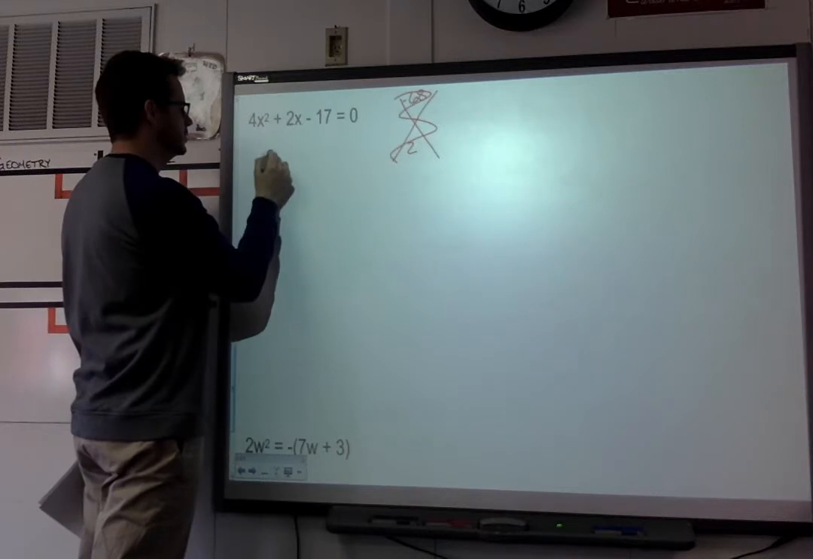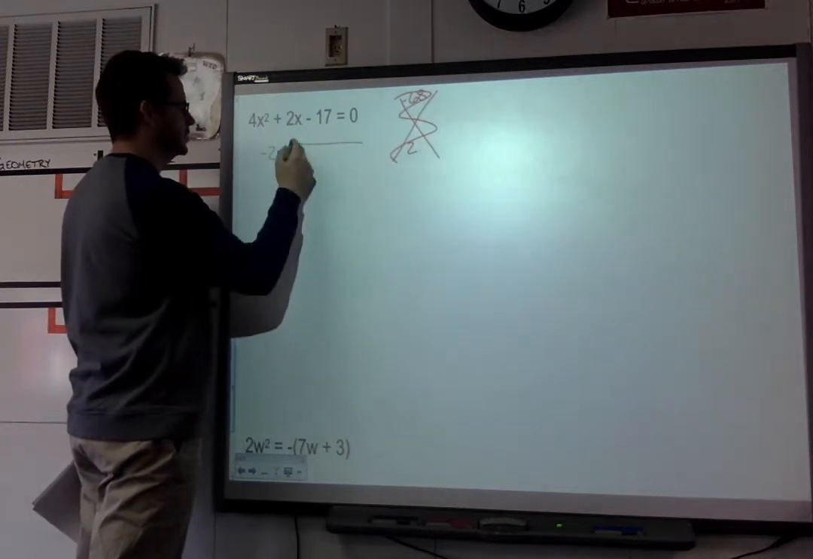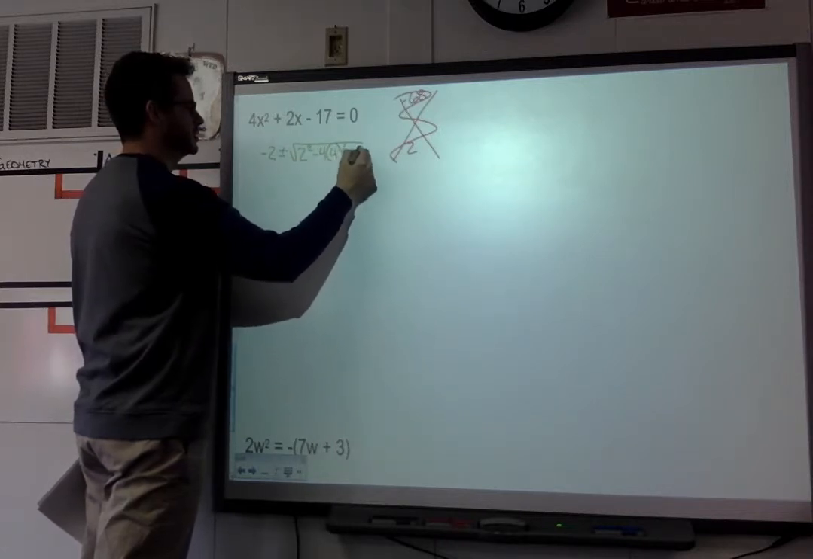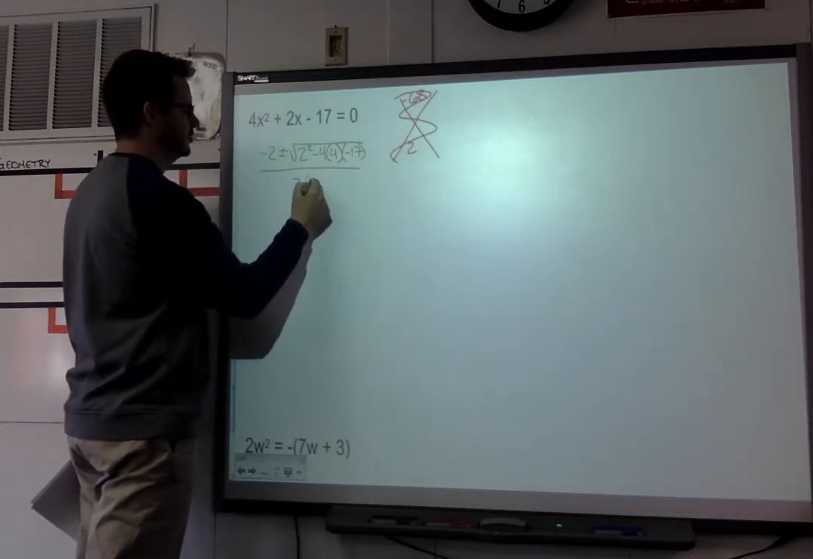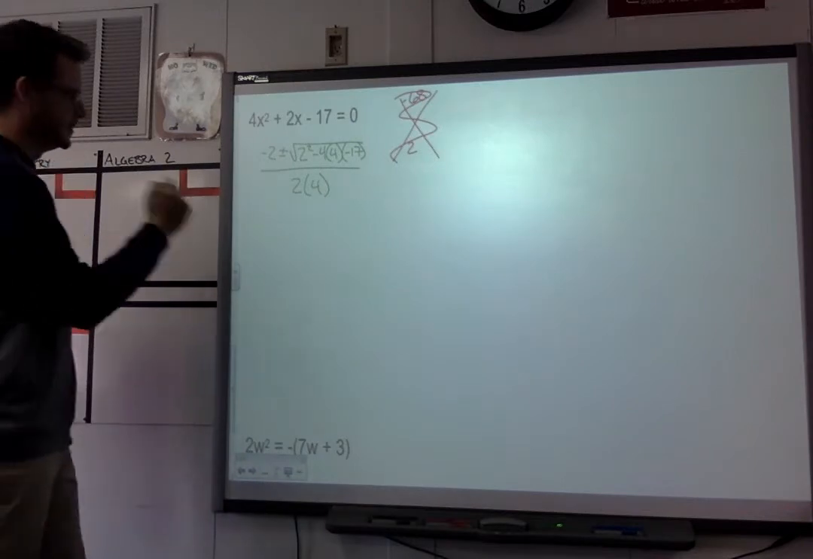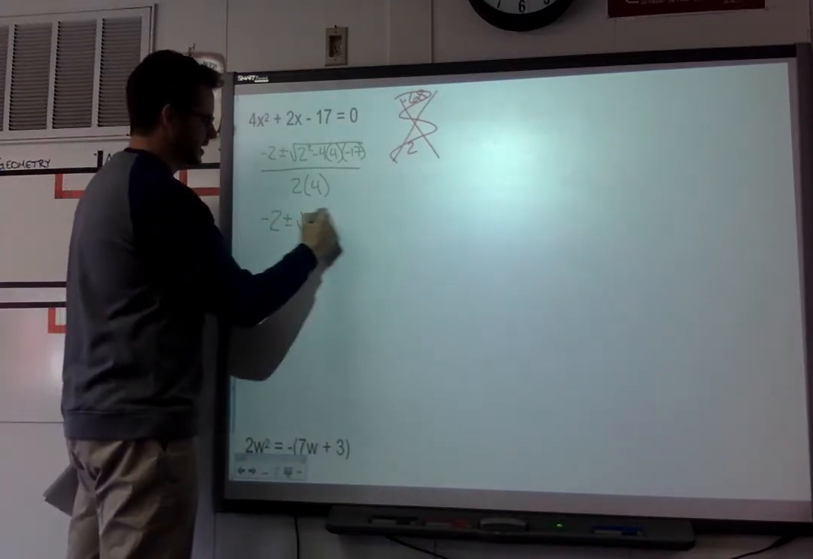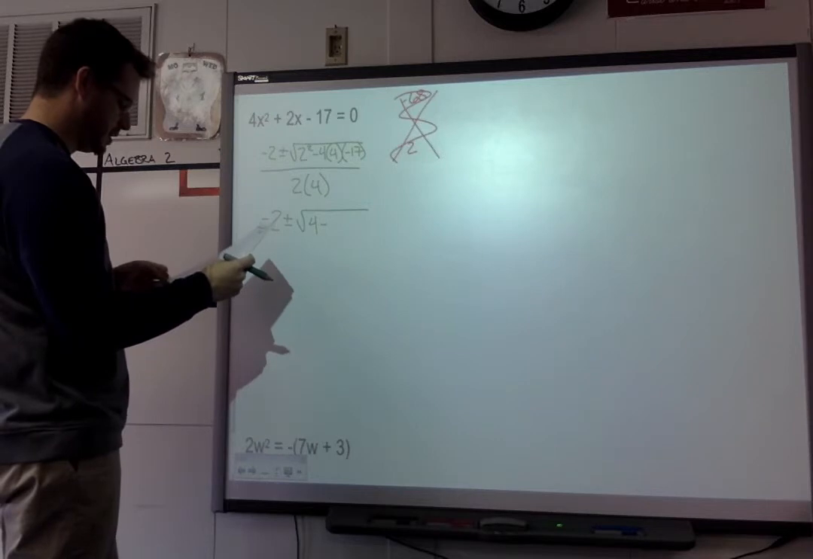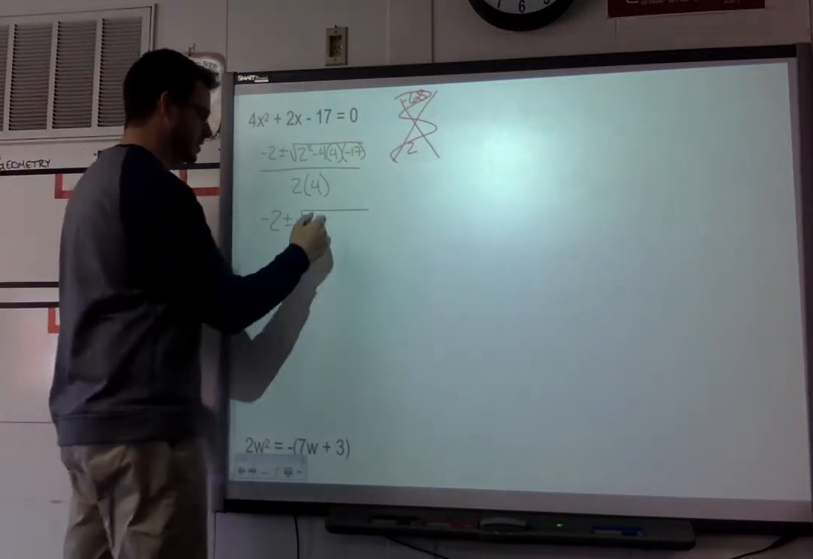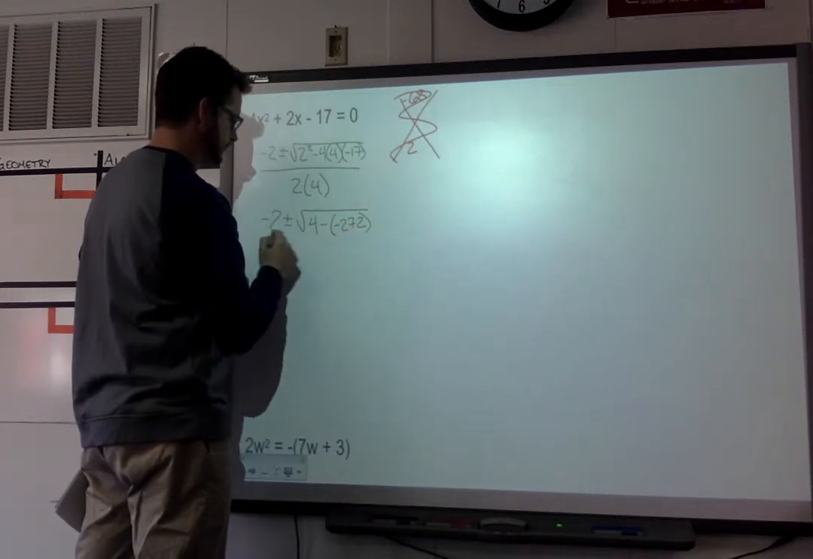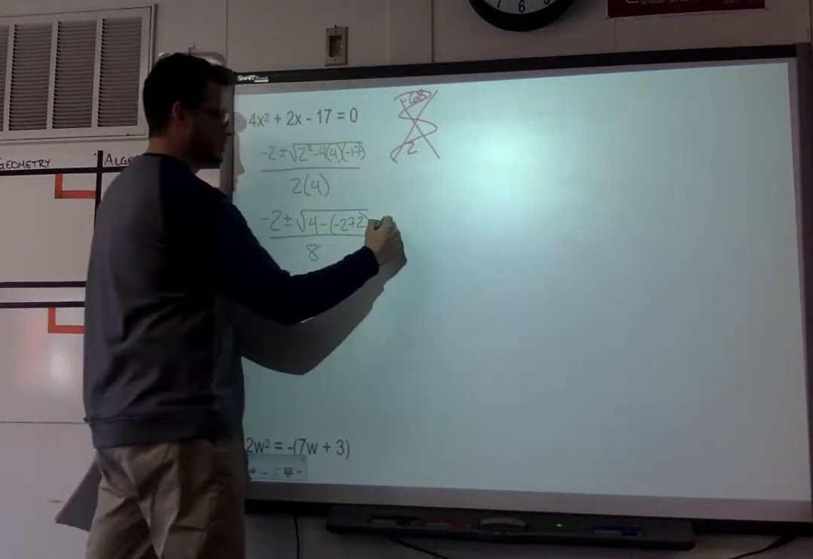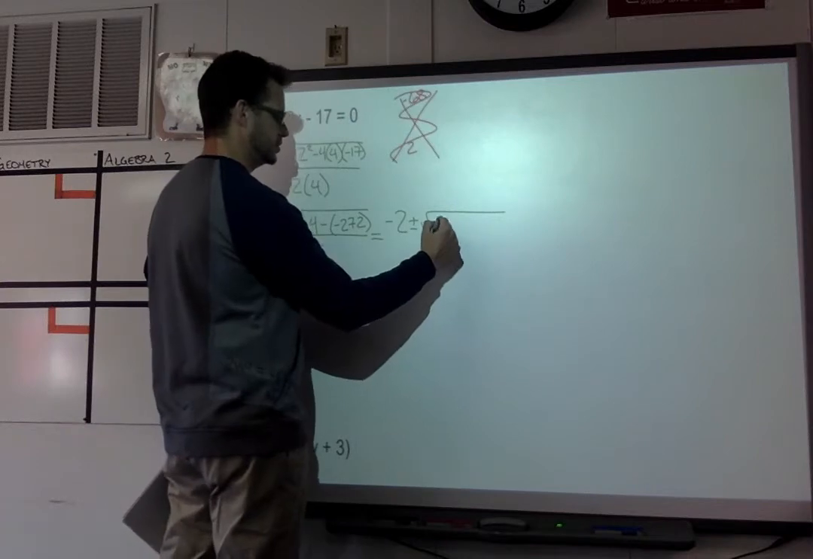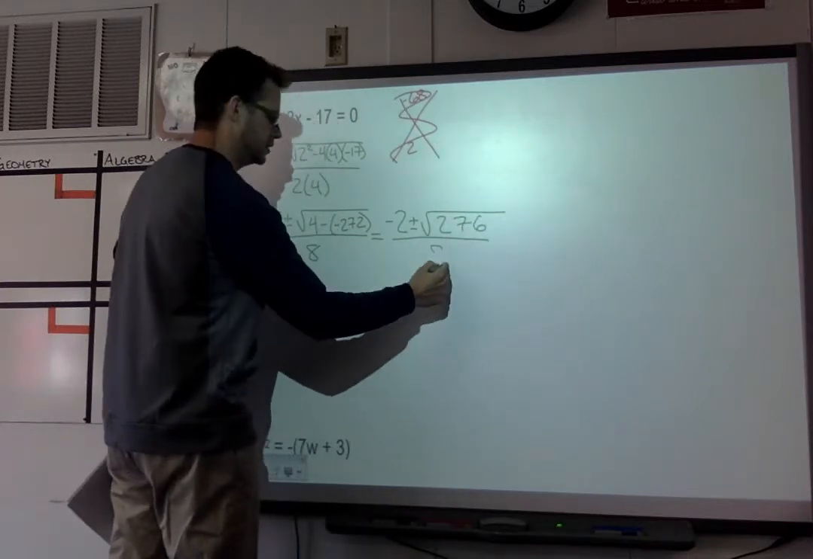So again, negative b, negative 2, plus or minus the square root of 2 squared minus 4 times 4 times negative 17, all over 2 times 4. So this will give us negative 2 plus or minus the square root of 4 minus 4 times negative 17 gives me negative 272, all over 8, which this will now become the square root of 4 plus 272, so 276 all over 8.